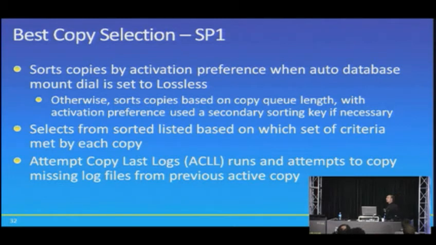Now, how does that play into the behavior change? Well, the behavior change only manifests itself when you have that dial set to lossless. If you don't have the dial set to lossless, if it's set to best availability or good availability, the process for BCS I just walked you through for RTM is the same in SP1. But in SP1, if you have that dial set to lossless, then the change is, instead of sorting the copies by their copy queue length, we sort them first by that activation preference. In other words, we're using activation preference the way I think most people would expect us to.